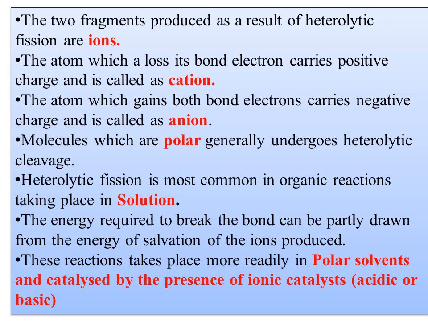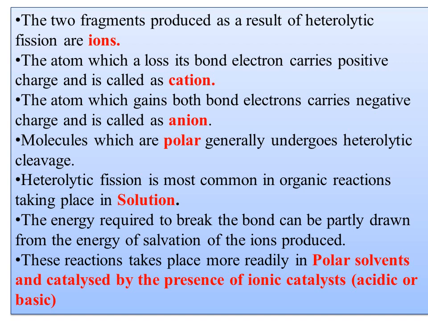The two fragments produced as a result of heterolytic fission we call ions. The one which carries the positive charge we call a cation, and the one which carries the negative charge we call an anion. The cation, after losing the electron, is an electron deficient species. Electron rich species we call an anion. Generally, polar molecules undergo heterolytic cleavage. Polar, as the name indicates, has two poles: one is a positive pole, the other is a negative pole, with partial charges through induction. Such molecules generally undergo heterolytic cleavage.